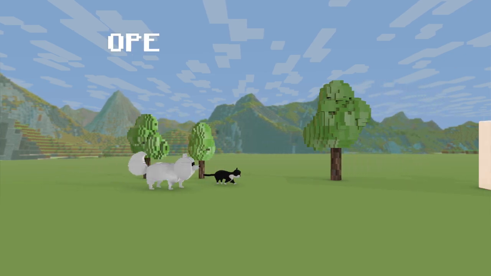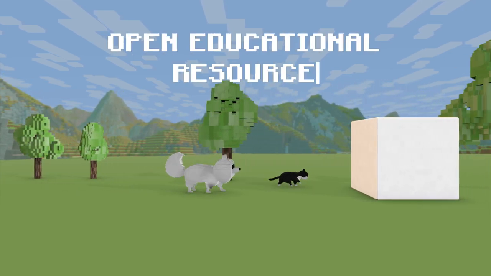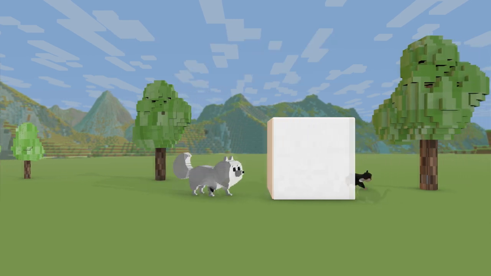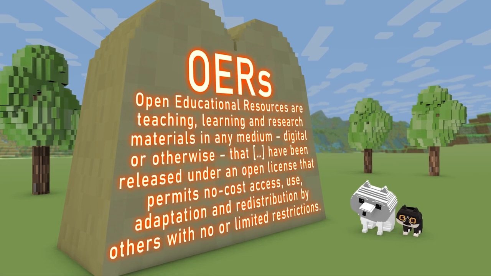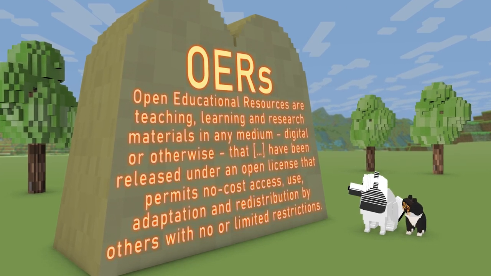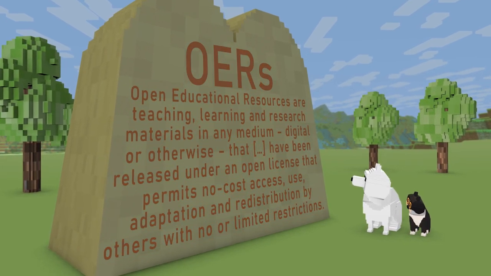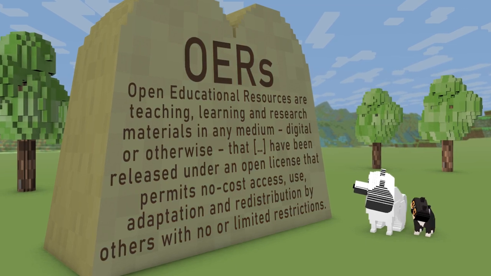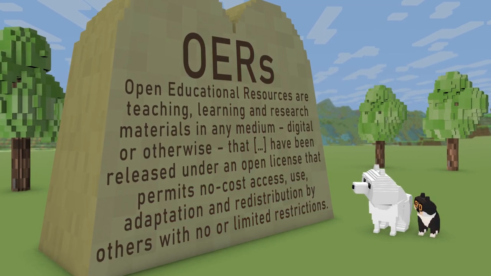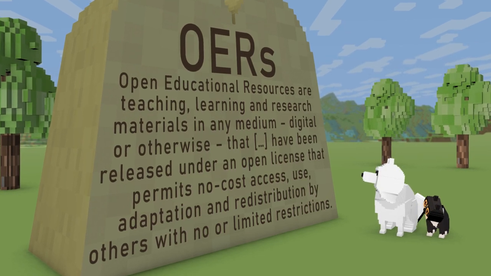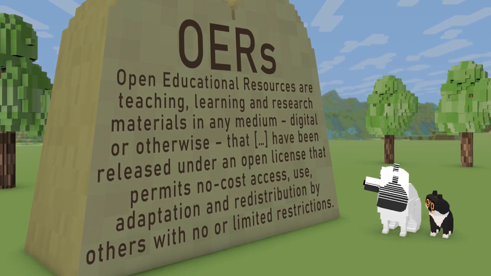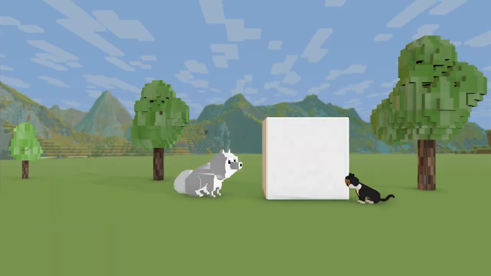OER is short for Open Educational Resource. It became popular around the turn of the millennium. UNESCO defines the term like this. Open educational resources are teaching, learning, and research materials in any medium, digital or otherwise, that have been released under an open license that permits no-cost access, use, adaptation, and redistribution by others with no or limited restrictions.